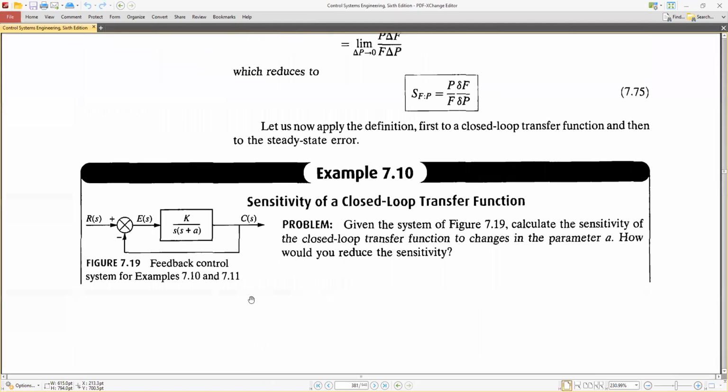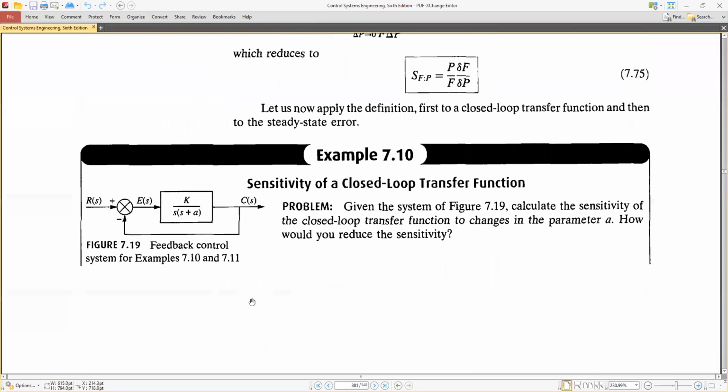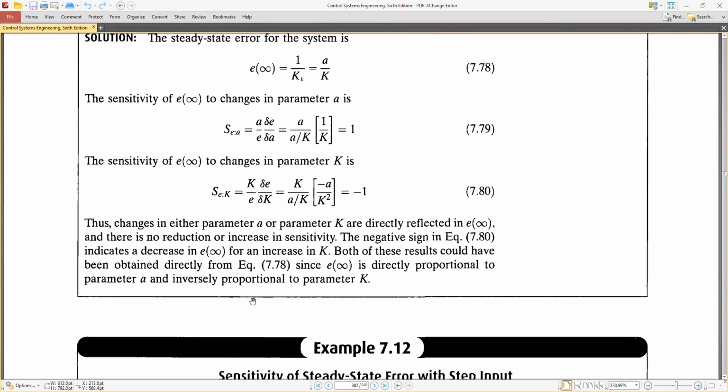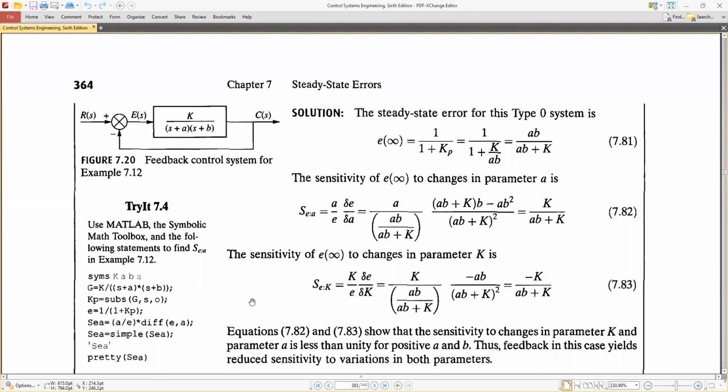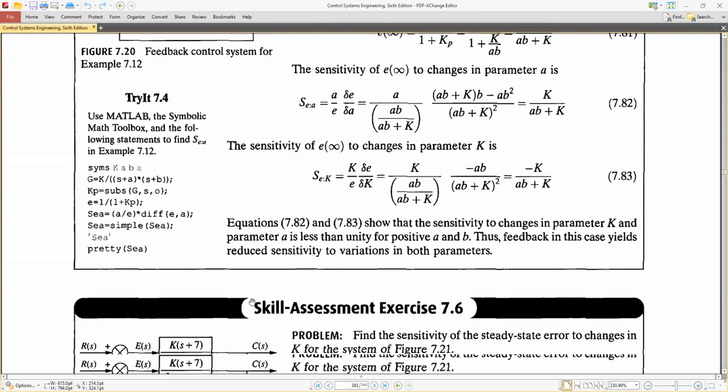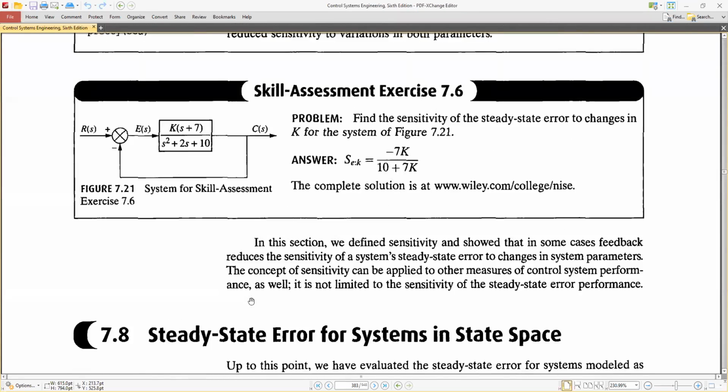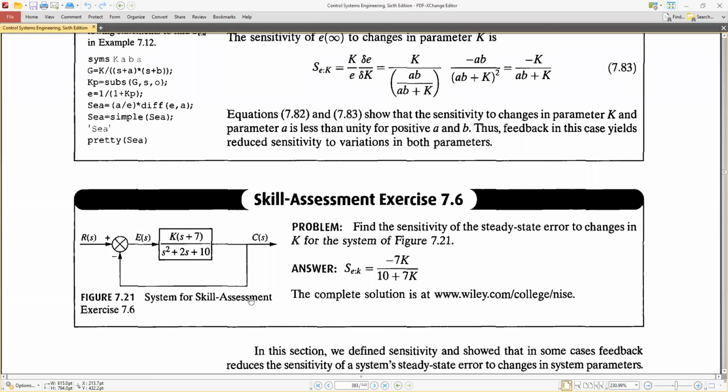So they have checked figures 7.10, 7.11, 7.12. Different types of inputs are there, and they have shown it. So up to this, our target.